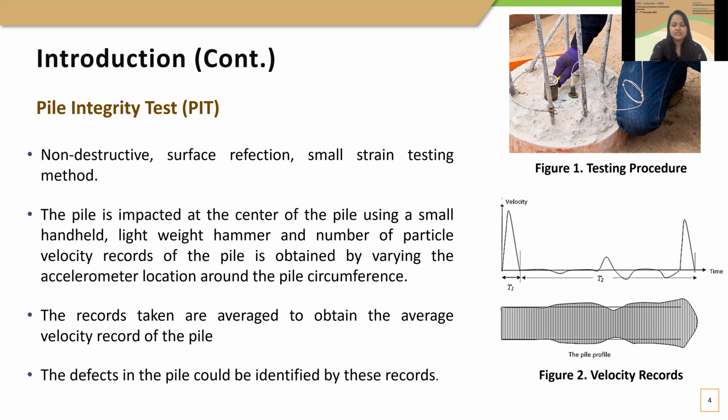Moving on, I would like to briefly introduce each and every testing method discussed in this research. When considering the pile integrity test, it is a nondestructive surface reflection small strain test method, which requires impacting the pile center using a small handheld hammer to measure the particle velocity along the pile shaft. Here, a number of velocity records are taken, and after that, by investigation of the obtained velocity records, the defective areas of the piles could be evaluated.